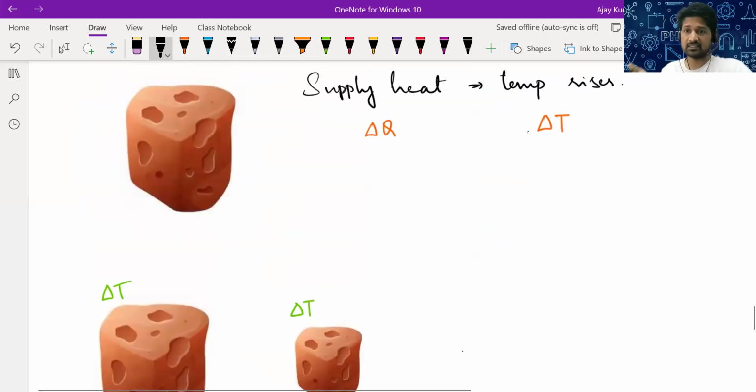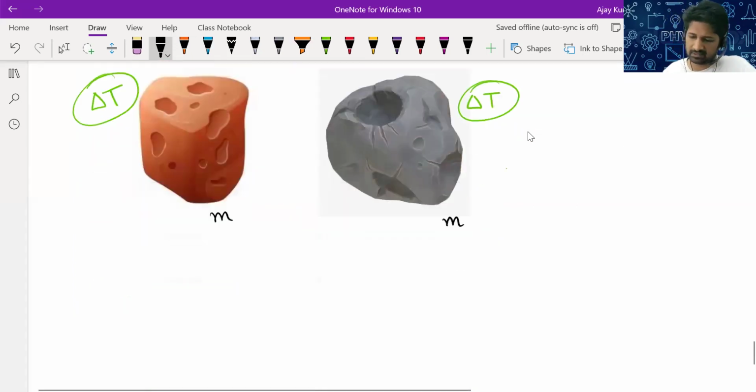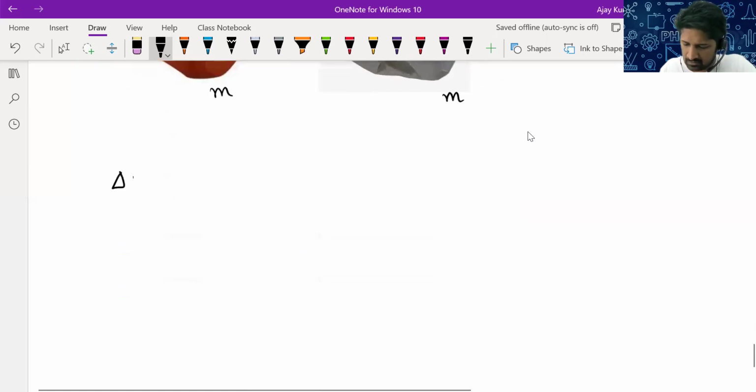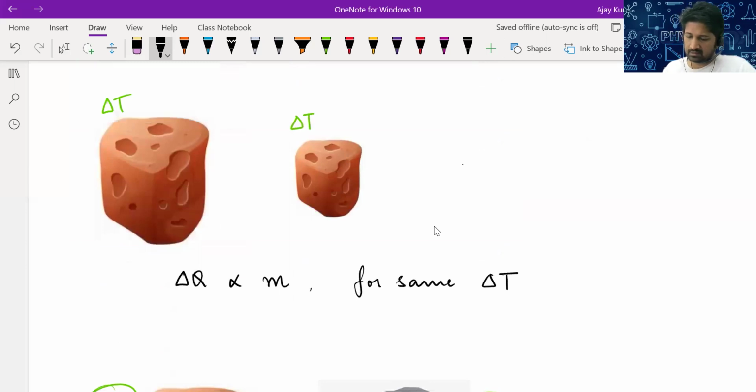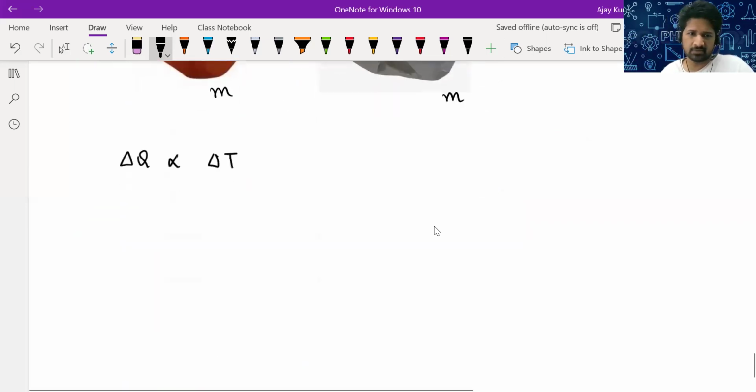The temperature change that results due to a heat supply. Fine. There is an equation relating them. Let's put all these together. Now, first we saw that delta Q is proportional to delta T. The heat you need to supply is proportional to the temperature change that you want to bring about. And then we saw that delta Q is proportional to M. More the mass, more the heat you need to supply, provided material is same and temperature change is same. So delta Q is proportional to M.